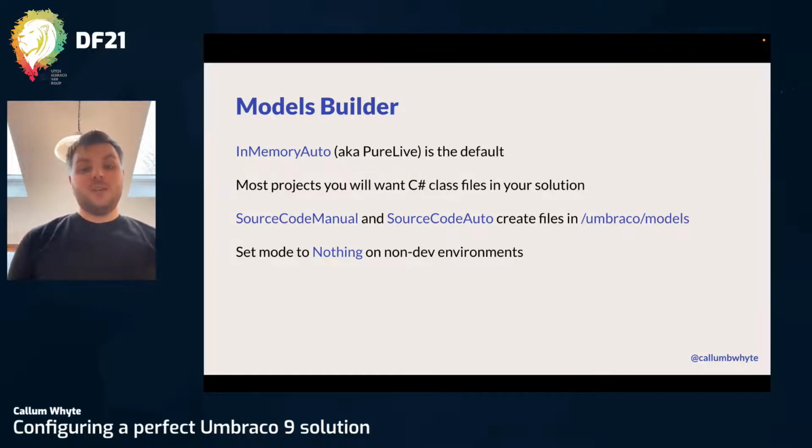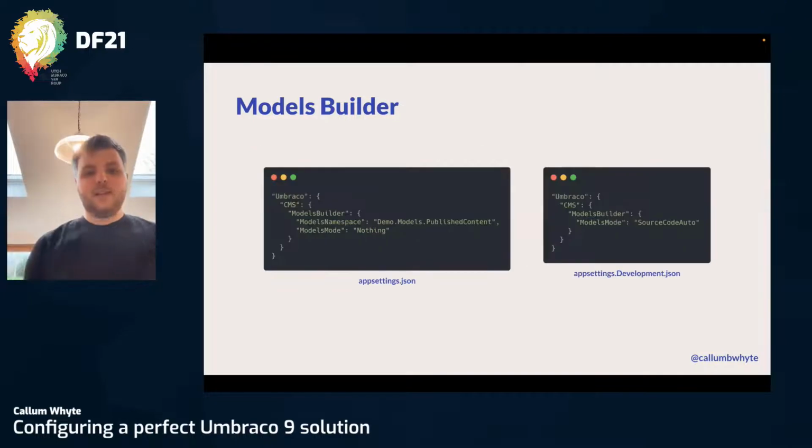On the non-dev environments, we set the models mode to nothing. Like this. So this is our app settings JSON. You can see we've defined a custom namespace here to keep it nice and friendly, and we've set it to nothing. And on development, we override that by saying use source code auto as your configuration option instead. Basically, only in the development environment is that turned on. Everywhere else, Models Builder won't generate anything, but the files still use the default path where Umbraco wants them to live.